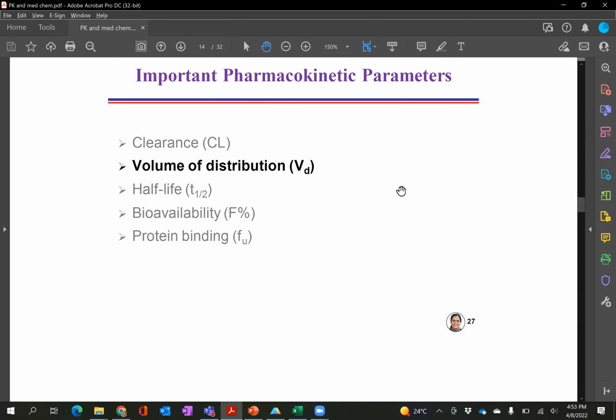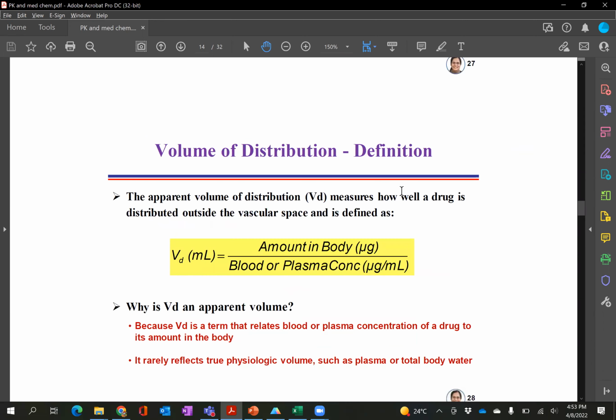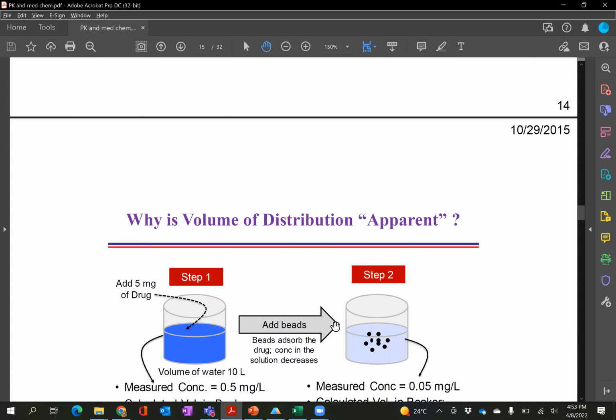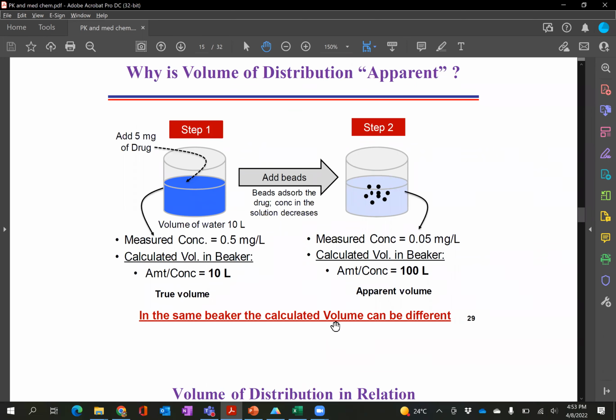Volume distribution, VD. Volume distribution is the amount in the body divided by plasma concentration, right? This is the apparent volume. We talk about this one. We talk about the beaker example.